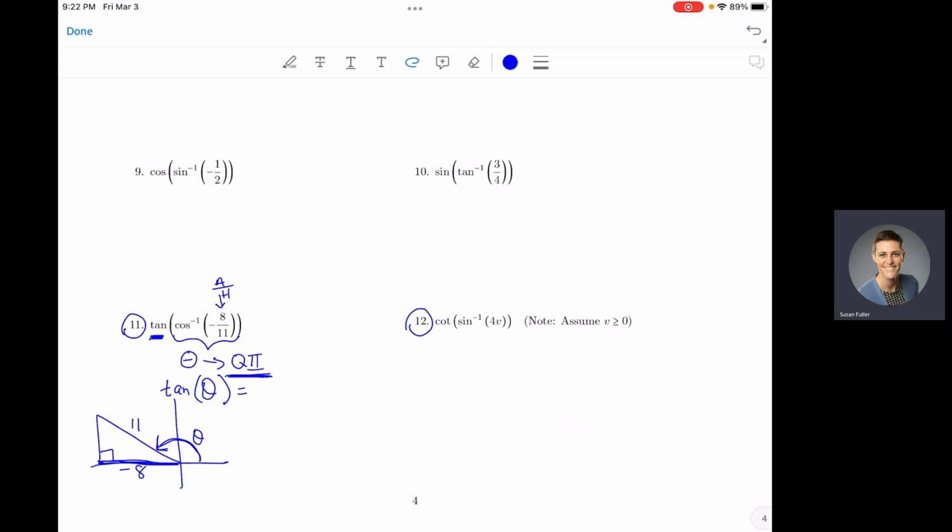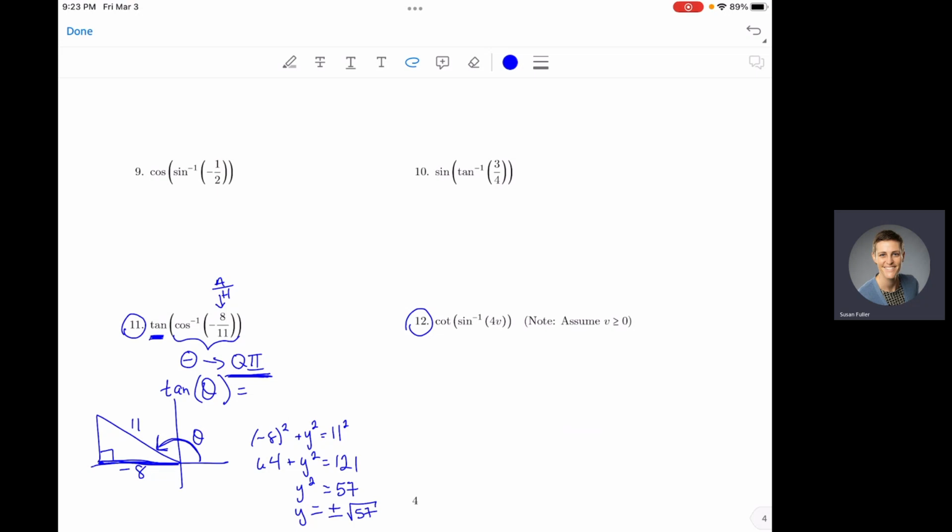So in order to do that, we need to find our opposite side over here. So we're going to do the Pythagorean theorem. So I'm going to do negative 8 squared plus y squared equals 11 squared. So 64 plus y squared equals 121. So you're going to subtract 64 from both sides, and when you do that, you're going to get y squared equals 57. And that means that y is going to be plus or minus the square root of 57.